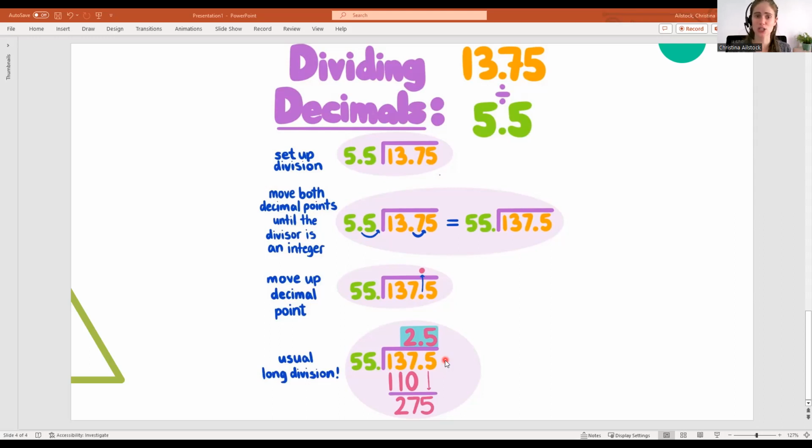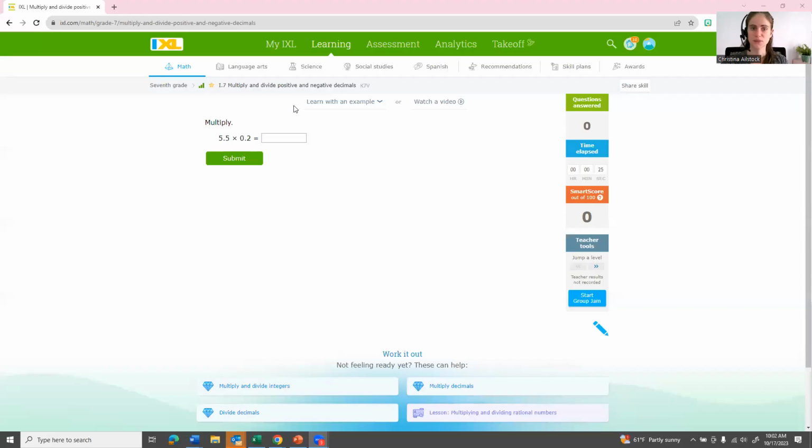So let's go ahead and switch on over to IXL so we can do some practice and see all of this in action. All right, here we are on IXL. Remember, the assignment is K7V, multiply and divide positive and negative decimals. And don't forget that IXL also has a wonderful help video there. So if you'd like to see some more examples or just hear it from a different perspective, a different voice, please check out their video because it is really good as well.